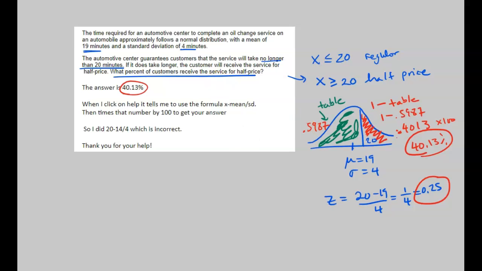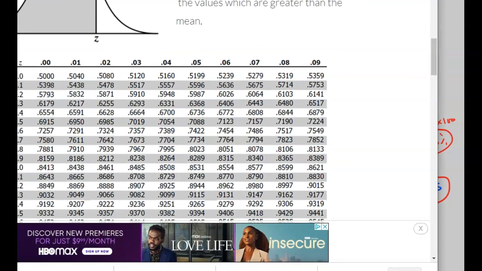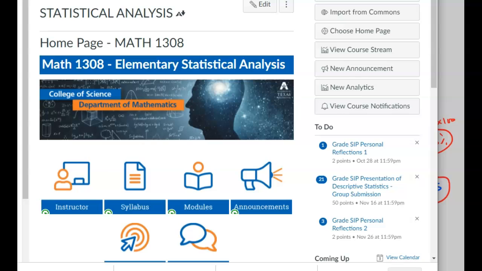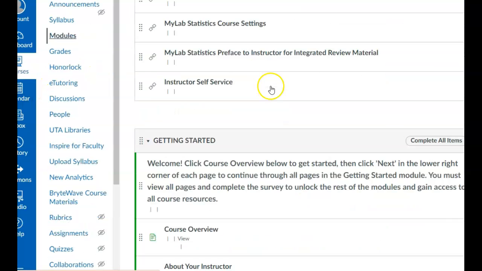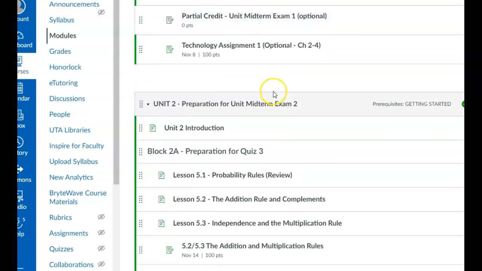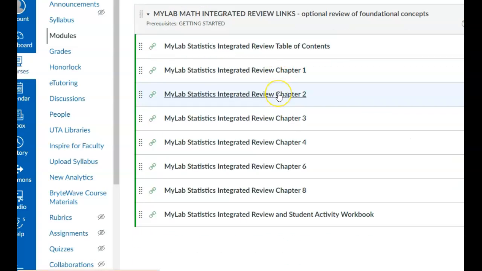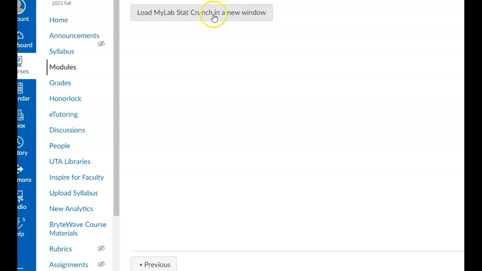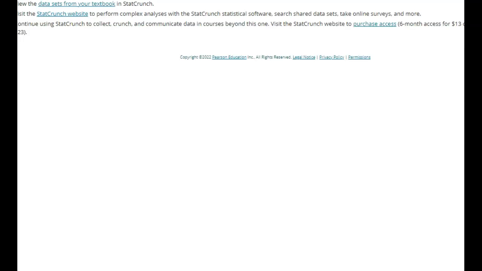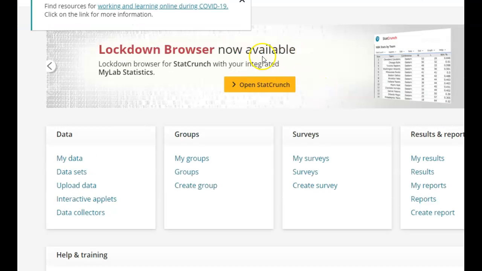Let me show you how to do it in StatCrunch, because it's always worth knowing. To get to StatCrunch from Canvas, go to Modules, scroll until you think scrolling is not going to end. There you go. It's not the last module, but the one before the last. MyLab Statistics links, and you click on the one that says MyLab StatCrunch. Open, click on here, StatCrunch website, and then open it.